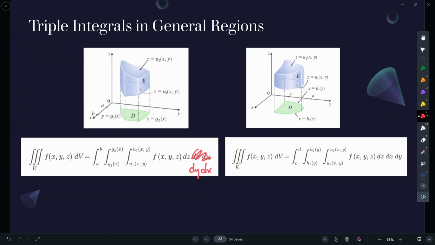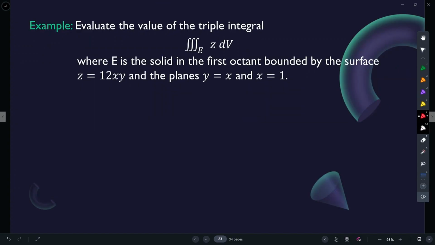Okay, so let's do that. I want to integrate the function z over the solid that is in the first octant. First octant is when x, y, and z are positive, bounded by the surface z equals 12xy, and the planes y equals x, and x equals 1. So let's see what all that means.